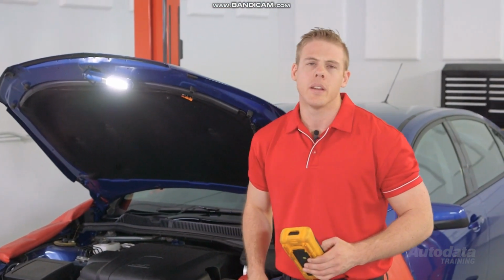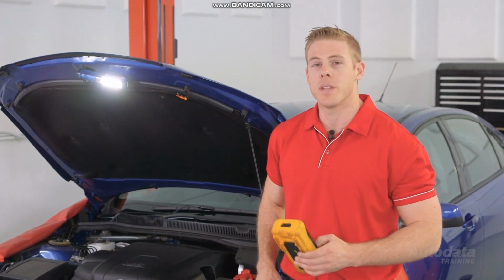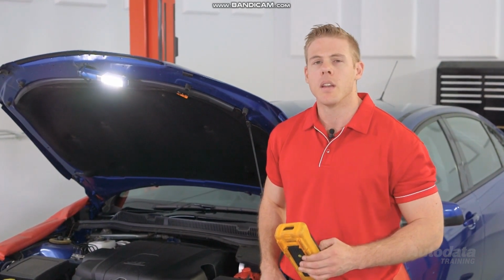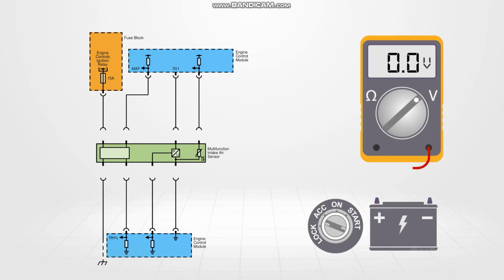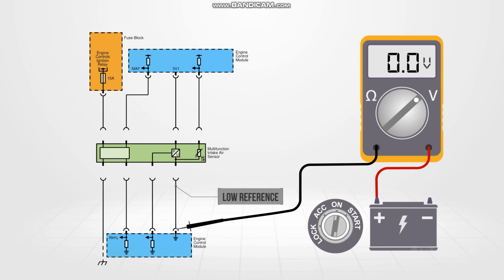With an open ruled out and a lower than expected meter reading when testing at the baro harness connector, there may be excess resistance in the low reference circuit. With the ignition on, move the black meter lead to the ECM and back probe the low reference terminal. If the correct voltage is now seen, this confirms excess resistance in the harness.